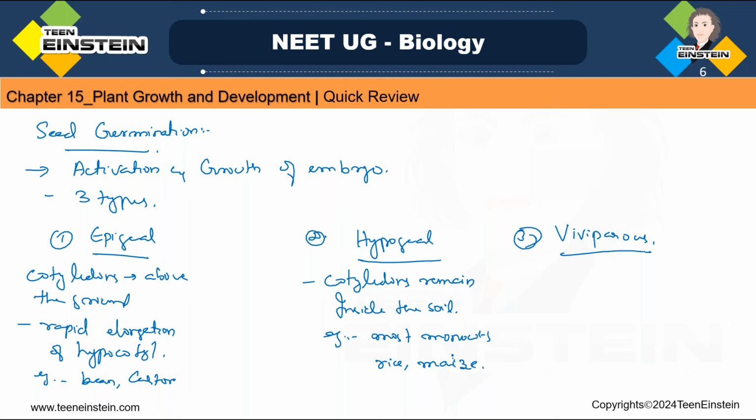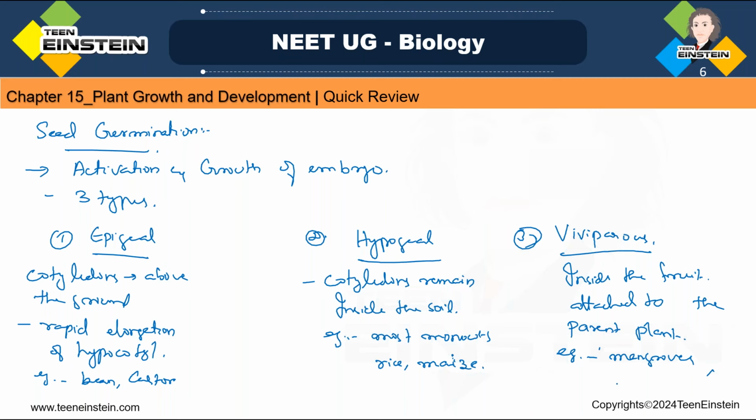In viviparous seed germination, the seed germinates inside the fruit, while still attached to the parent plant. So seed germination occurs inside the fruit, still attached to the parent plant. Examples are mangroves and agave; all these show viviparous seed germination.